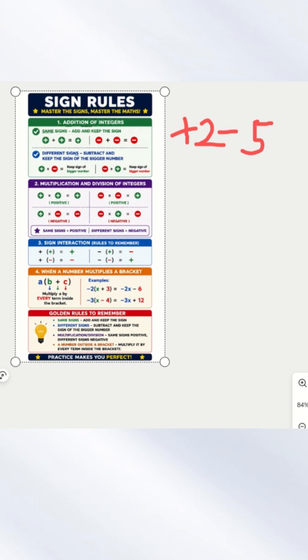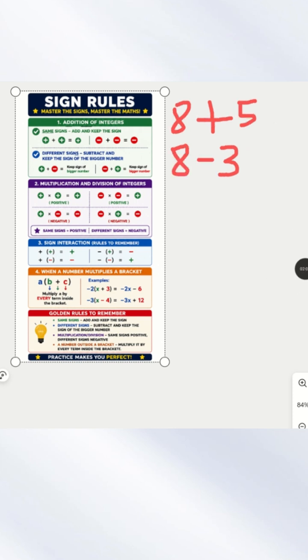Now, what do we do when we have these signs? Most times students are confused. They don't know what to do. They want to know how the answer will be. Will the answer be positive? Will the answer be negative? Many students are confused when they have different signs. So now I'm going to clarify those confusions for us to be able to solve our mathematics with ease.